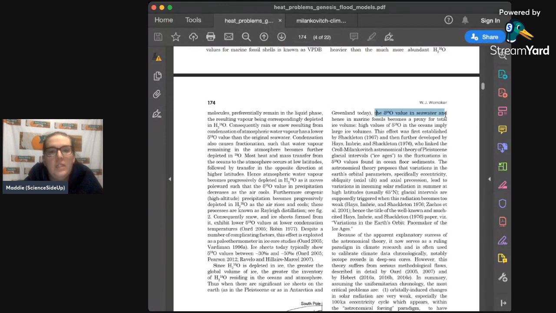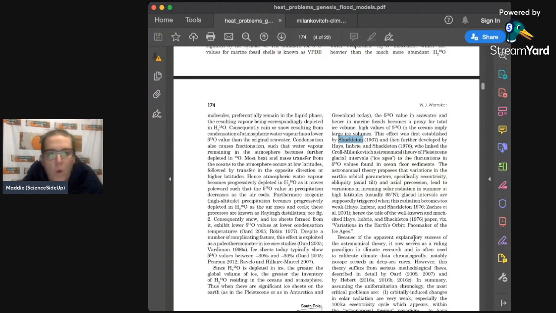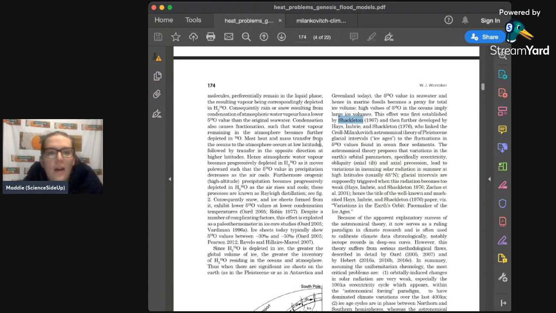The oxygen 18 value in seawater and hence in marine fossils becomes a proxy for total ice volume. High values of oxygen 18 in the oceans imply large ice volumes. And then this effect is first established by Shackleton. I told you guys Shackleton is very famous in the geophysics world. He has a crater named after him on the moon's south pole. It's called Shackleton Crater. And he is one of the authors on this key paper in 1976, which is establishing Milankovitch cycles.